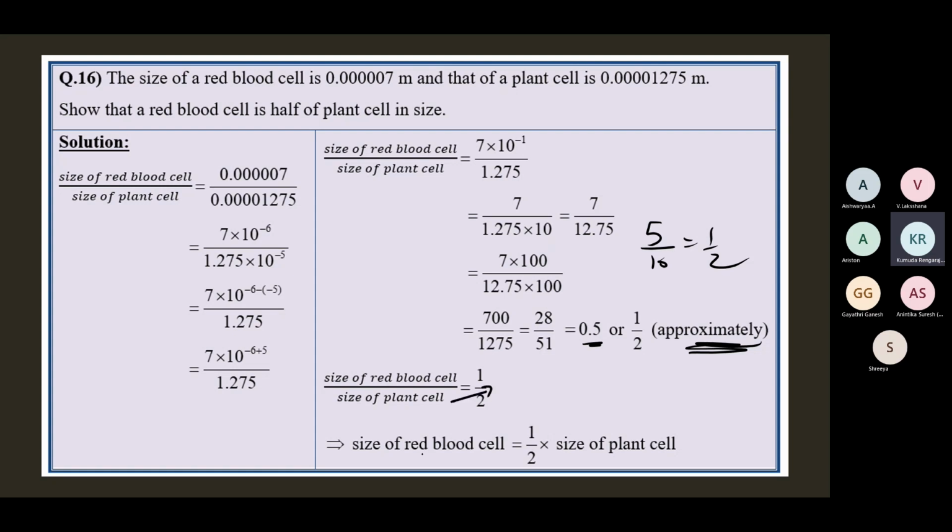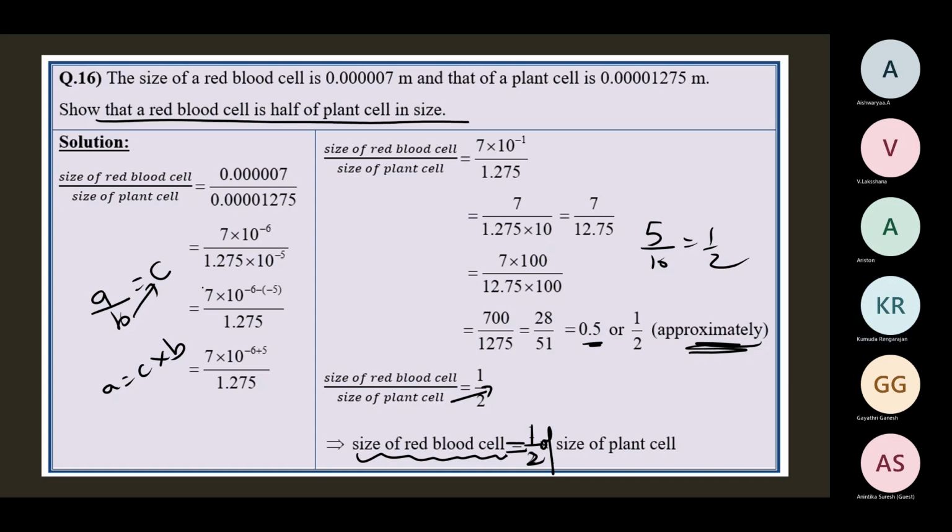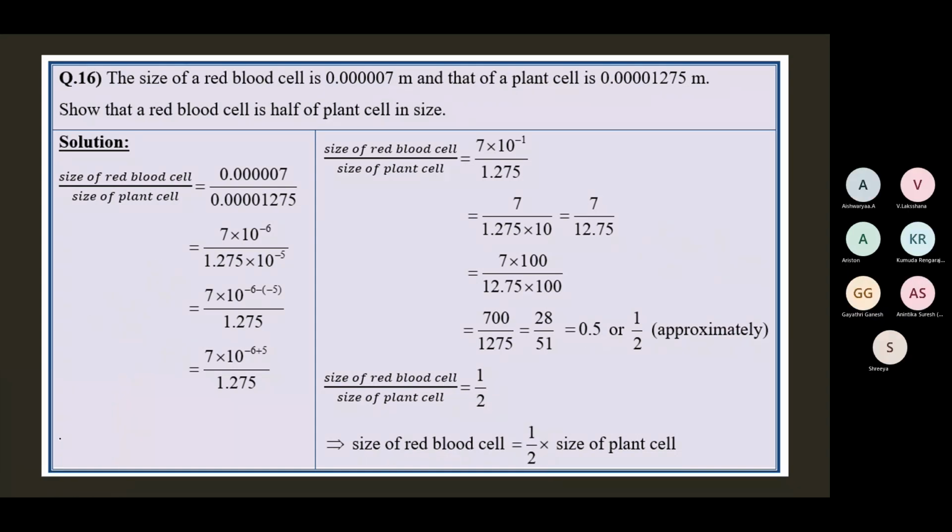Now we are ready to cross multiply. So when you cross multiply, I told you A by B is equal to C, so A is equal to C into B. So half into size of plant cell, which means the size of red blood cell is half of the size of a plant cell. And that's what we had to prove. Is that fine, children? Yes, ma'am.